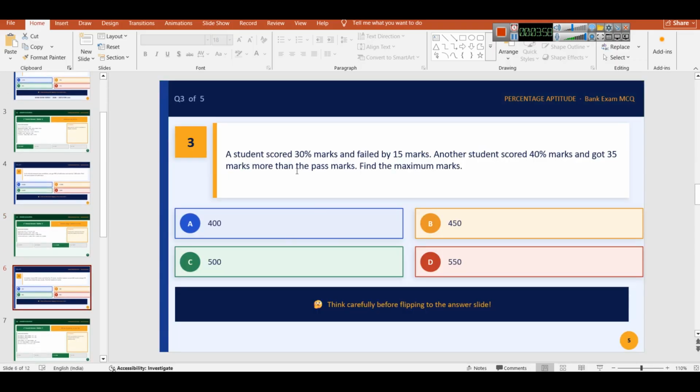Next question is: a student scored 30% marks and failed by 15 marks. Another student scored 40% marks and got 35 marks more than the pass marks. What is the maximum marks? It is 400, 450, 500 or 1500. You can solve these questions in your mind also.